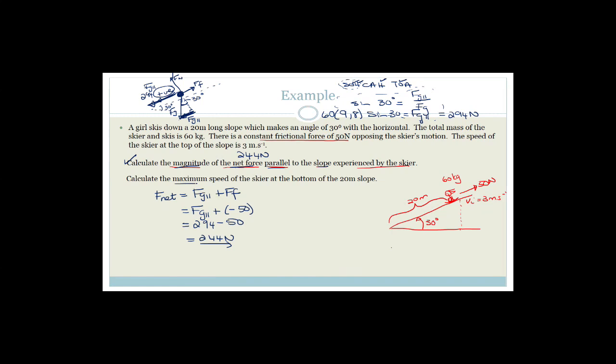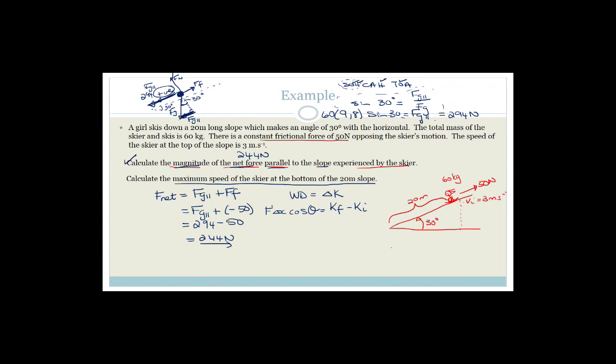Now it says calculate the maximum speed of the skier at the bottom of this 20 meter slope. Okay, now you could use equations of motion. You've got the initial velocity, you've got the net force, so you could work out the acceleration, you've got the displacement, etc. But what we could also do is say that work done is equal to delta K. So what is the work done? The work done is equal to F delta X cos theta, which is equal to K final minus K initial.